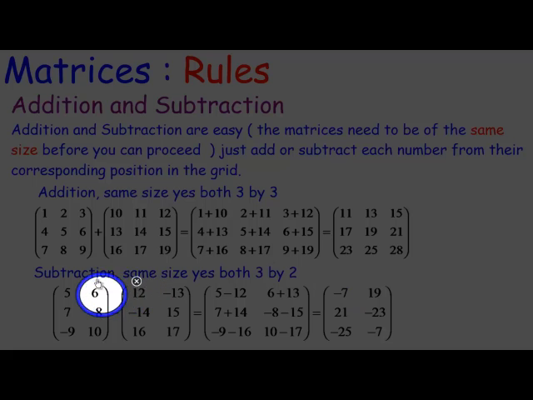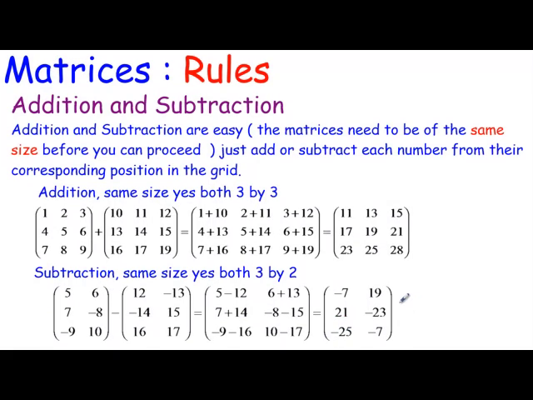And you do keep on going. So 6 minus, now it's minus 13, so it's a plus 13. Obviously it's 19. 7 minus 14 is a 7 plus 14, which is a positive 21. You can see here minus 9, minus 16, obviously it's minus 25. So you can see that these are fairly easy operations with matrices.